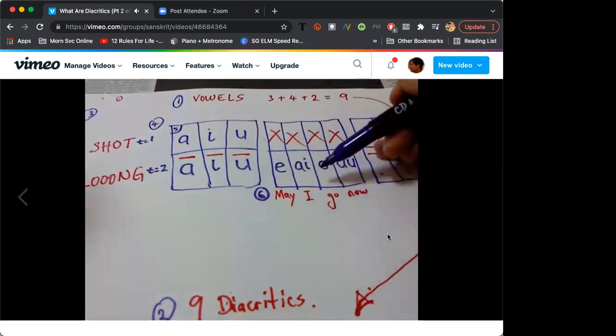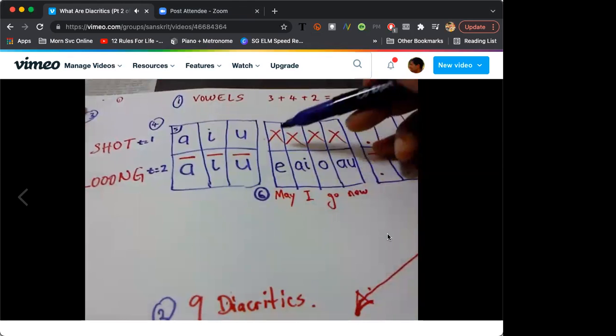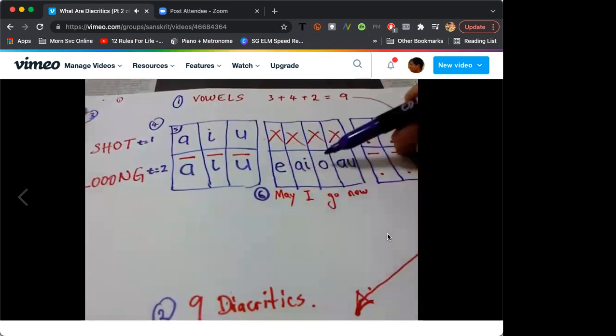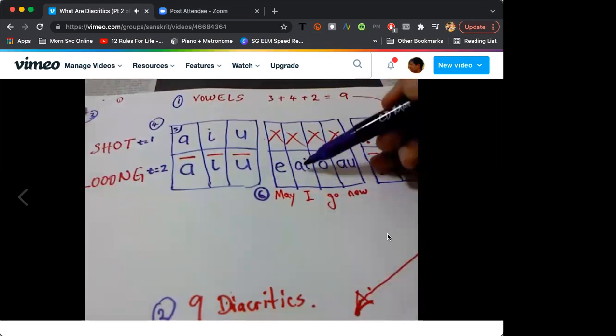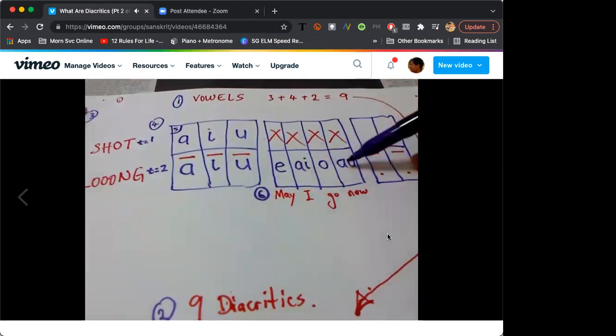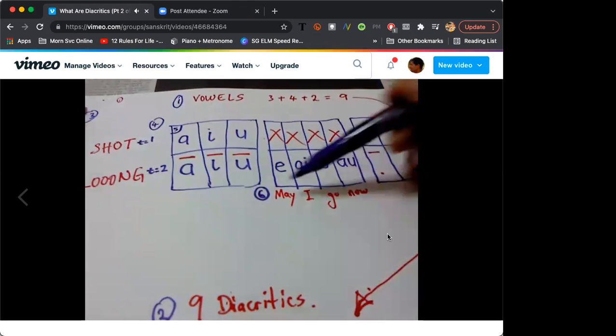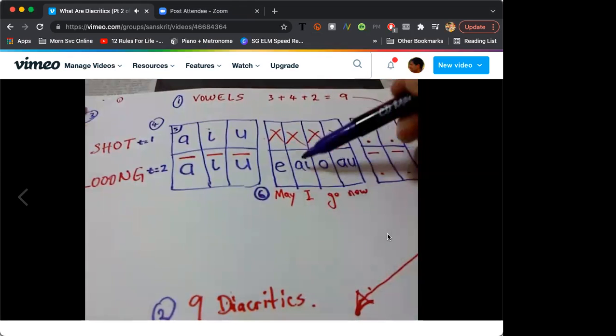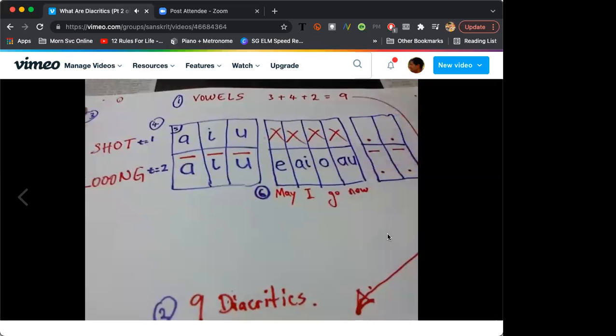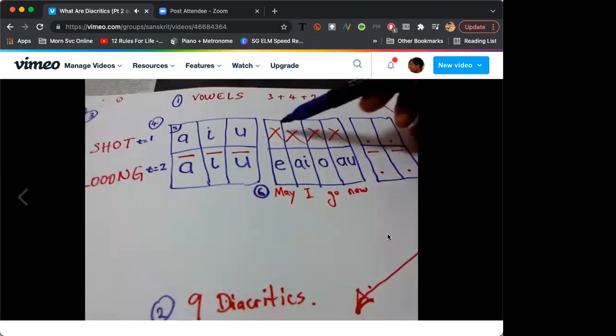In some Indian languages like Tamil and Malayalam, you have short E and O. But these 2 you cannot have short and long because this is diphthong. Diphthong means 2 vowels combined together. A, I, A, U. So just remember this. May I go now? A, I, O, O. And these four in Sanskrit are always long because there's no short version.